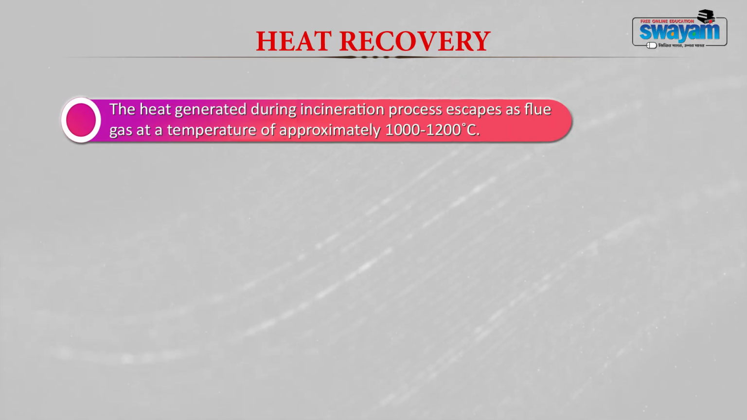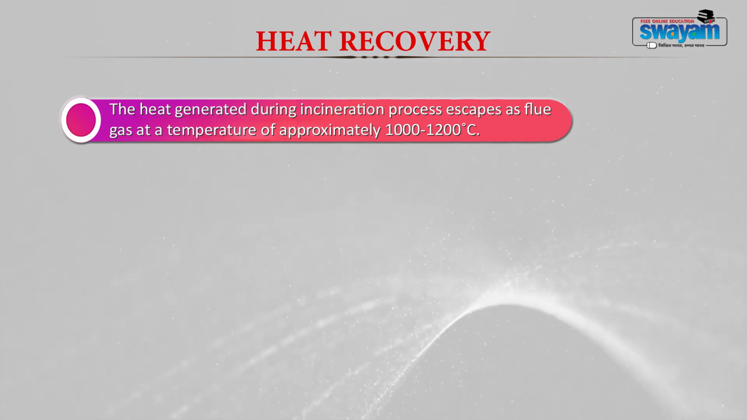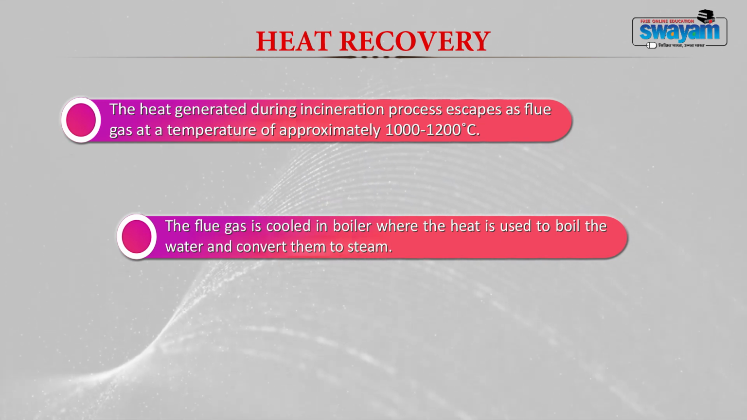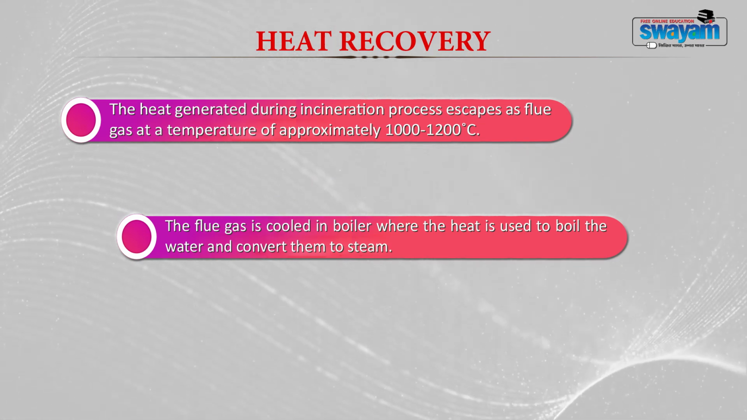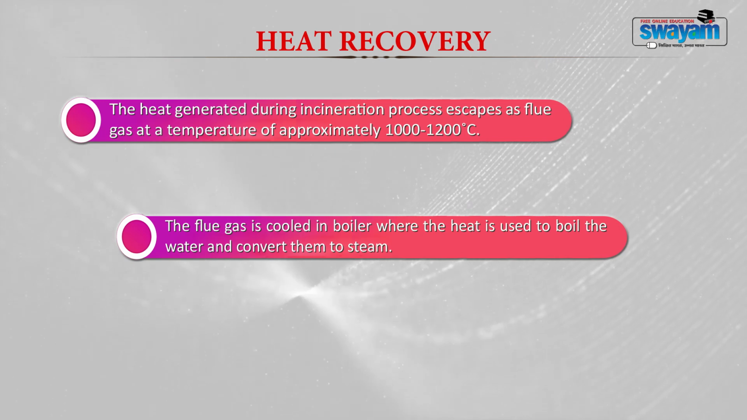In a modern incinerator, I told you there are 5 areas: the waste feeding system, the furnace, and then heat recovery, emission control and energy recovery. We discussed the waste feeding system and furnace, and now we will discuss heat recovery. The heat generated during the incineration process escapes as flue gas at a temperature of around 1000 to 1200 degrees Celsius. This flue gas is cooled in a boiler, where the heat is used to boil the water, which gets converted into steam. This steam has the potential to rotate the turbine, and through the turbine electricity is generated.